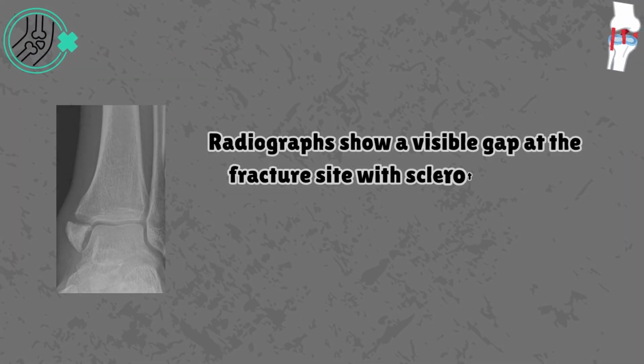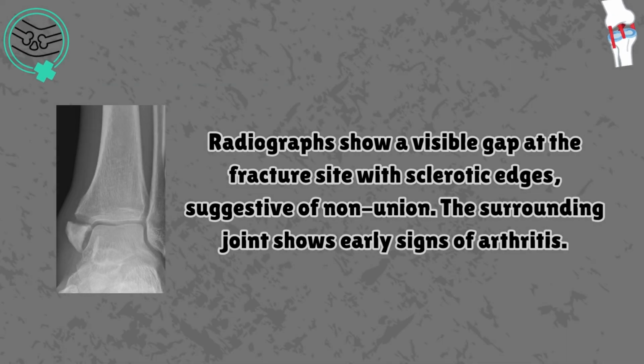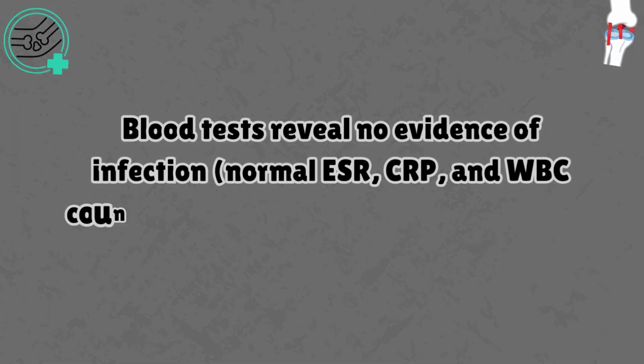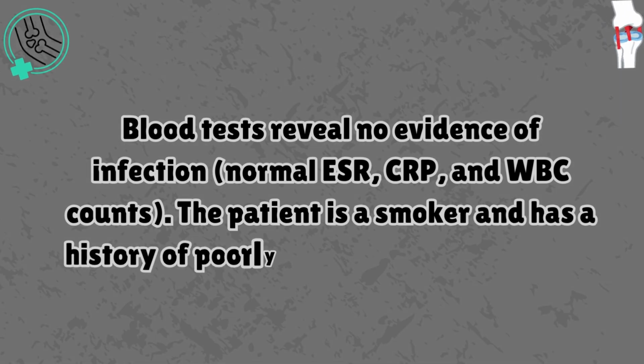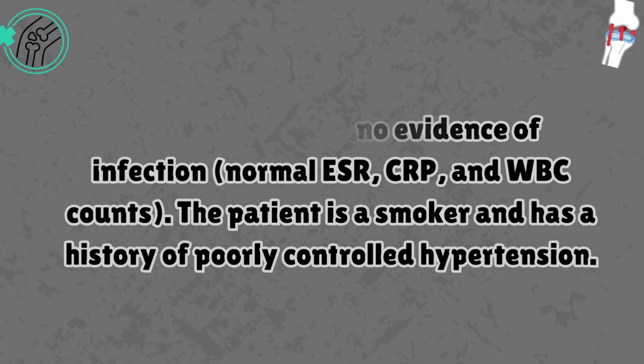Radiographs show a visible gap at the fracture site with sclerotic edges, suggestive of non-union. The surrounding joint shows early signs of arthritis. Blood tests reveal no evidence of infection. Patient has normal ESR, CRP, and WBC counts. The patient is a smoker and has a history of poorly controlled hypertension.